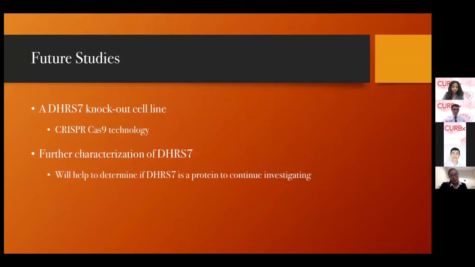So for future studies, we're currently in the process of establishing a knockout cell line, meaning that we utilized CRISPR-Cas9 technology to delete DHR7's gene from our BAT cell line. And in the future, we'll use these cells to examine the effects on thermogenesis to see, okay, if we delete this gene, are we going to see an increase? Are we going to see a total deletion of thermogenesis? And if we do see that, that's further promising for our results that DHR7 does in reality have an impact on the activation of thermogenesis.